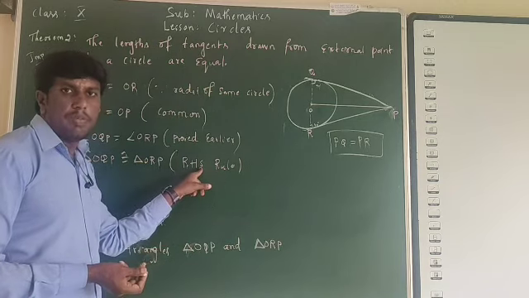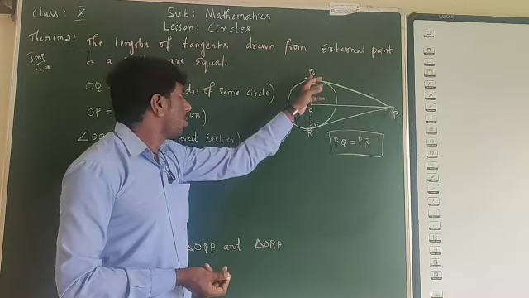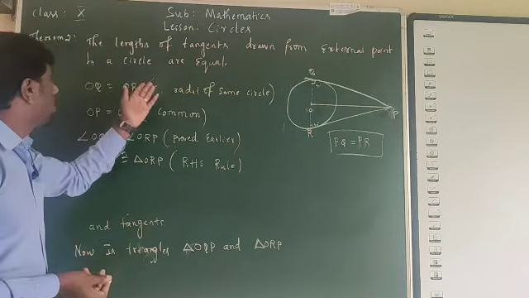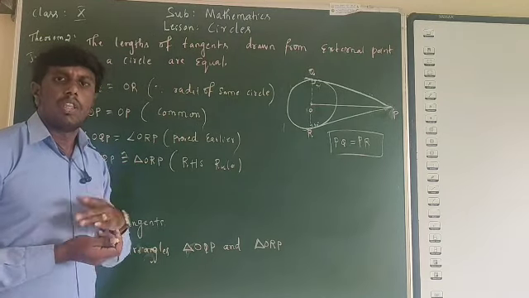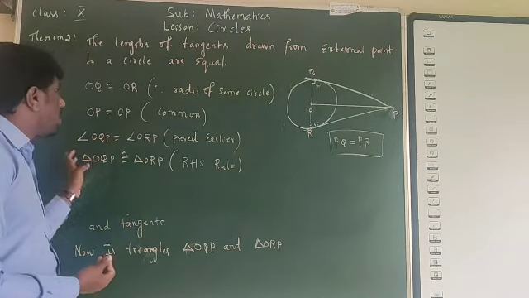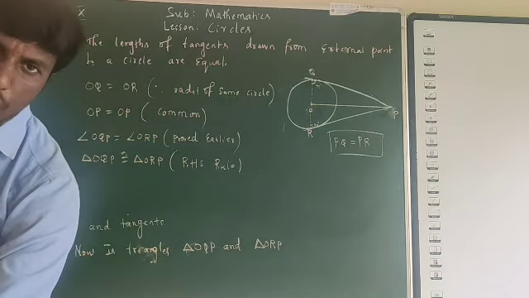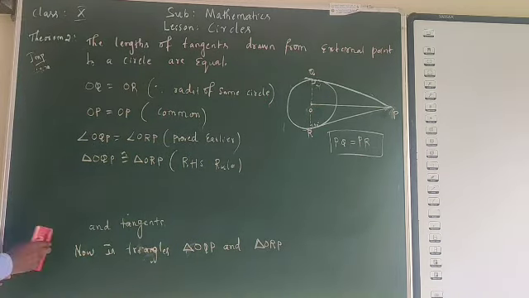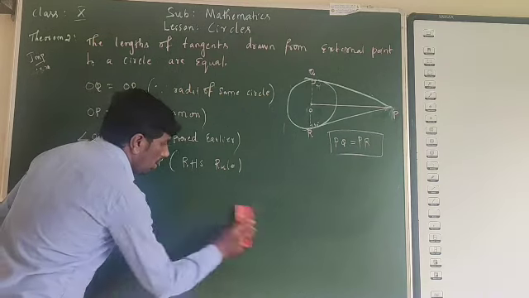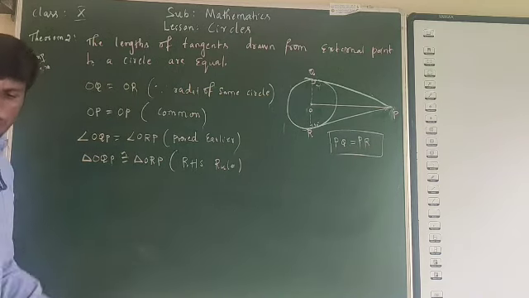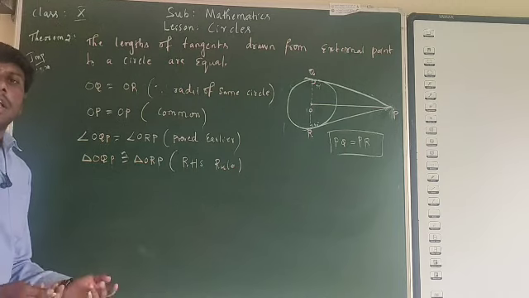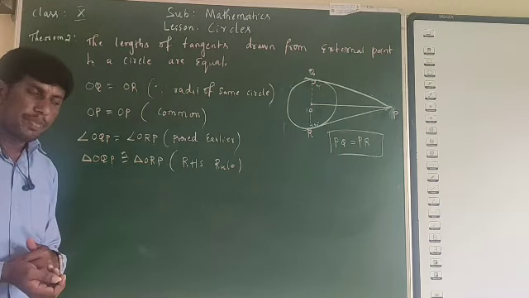Then one more side will be equal to that. One more side, that is OQ is equal to OR. That is the radius of the same circle. That is also equal. Therefore, these two triangles must be congruent by the RHS rule. Okay. So if these two triangles are congruent, then corresponding parts must be equal.